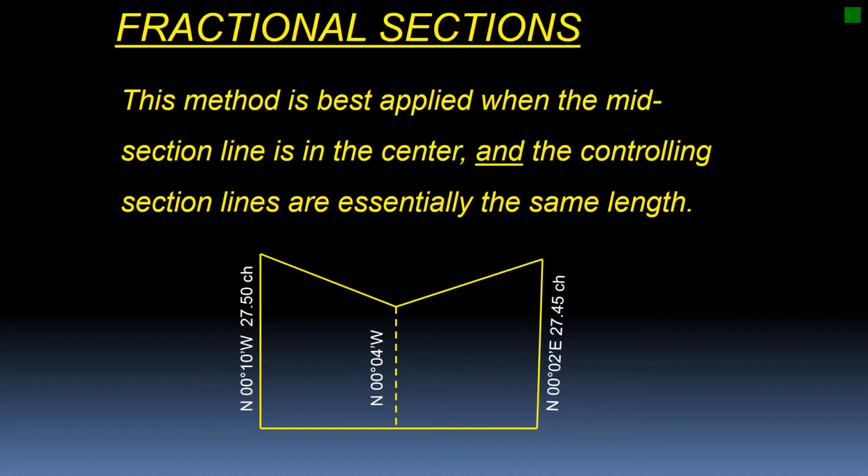So what I did is I took the mean of the difference between the two bearings on each side to calculate the bearing of the center of section going north-south. That's how you would do it with an arithmetic mean.